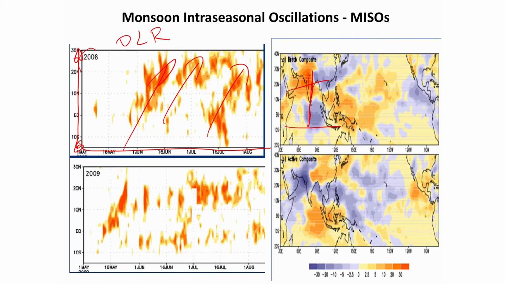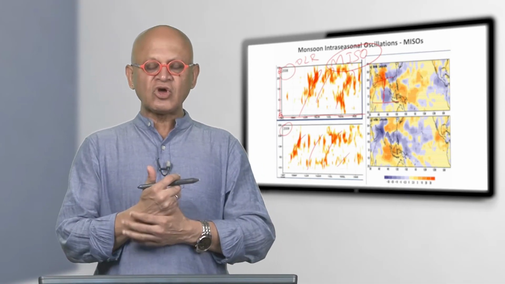So different years have different numbers of northward propagating systems, what we call monsoon intraseasonal oscillations, or MISOs. Beginning to sound complicated?